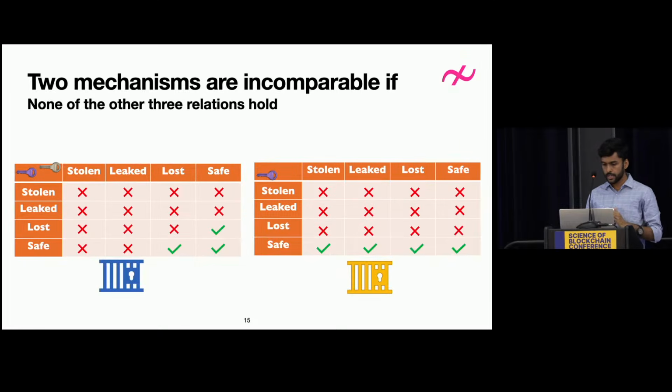And finally, we say that 2 mechanisms are incomparable if none of the 3 prior relations hold between them. One example would be these 2 mechanisms here, where the blue one is incomparable to the yellow one because there's no clear subset relation between the 2 profiles of these mechanisms.